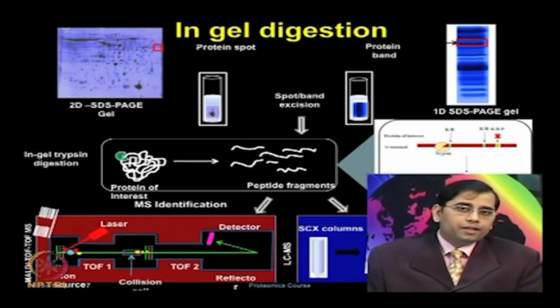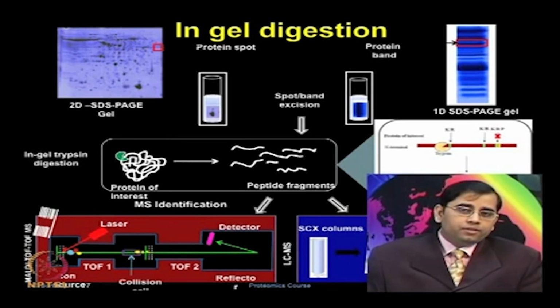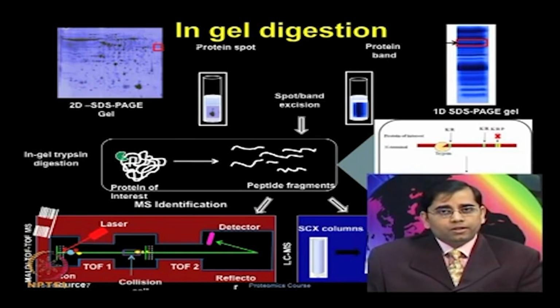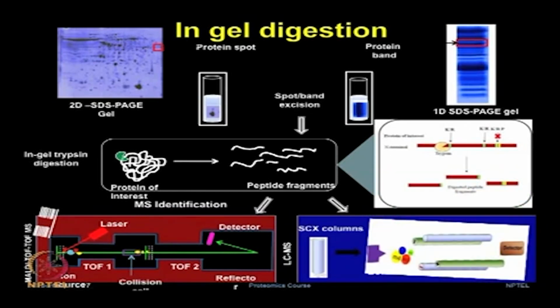So, in-gel digestion: regardless of whether you have done gel-based proteomics or you want to perform gel-free proteomics, you can resolve the proteins on the gels, simplify the proteome, excise either the spots or the bands of your interest, and then subject those to in-gel digestion or in-solution digestion, so that proteins can be cleaved into small peptides, and these can then be further analyzed by using an ionization source and mass analyzers.